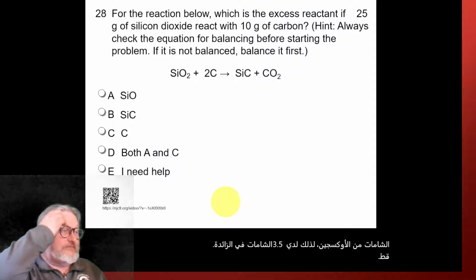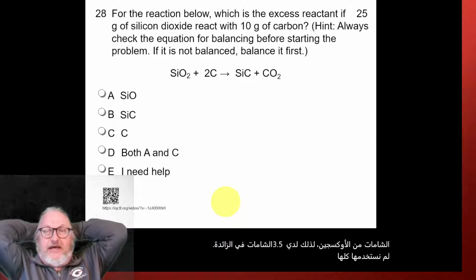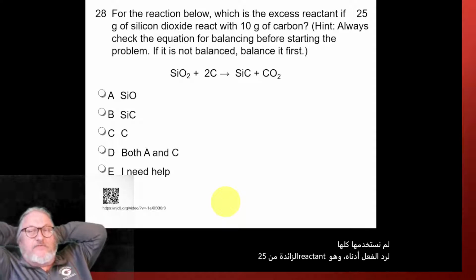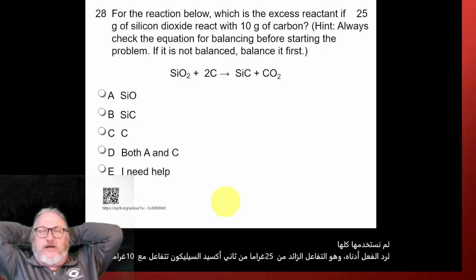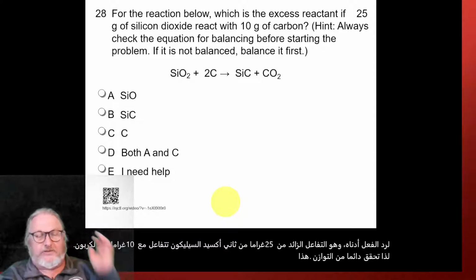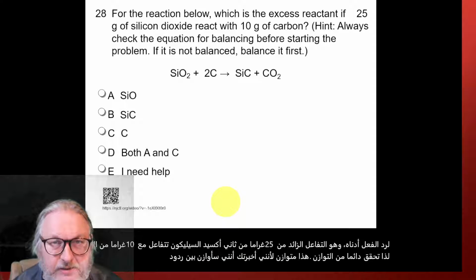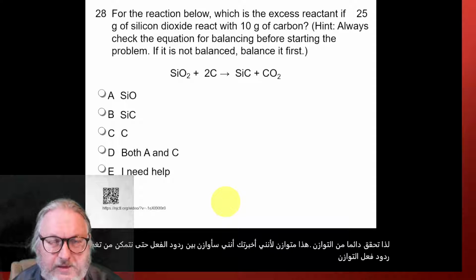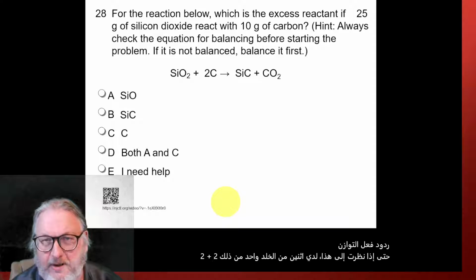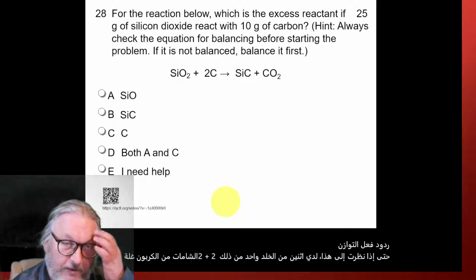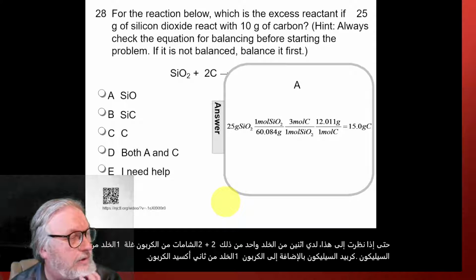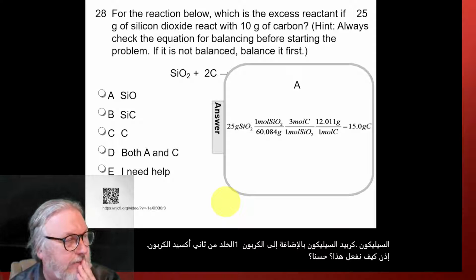So, for the reaction below, which is the excess reactant if 25 grams of silicon dioxide react with 10 grams of carbon? So always check for balancing. This is balanced because I told you I'm going to balance your reactions until we get to cover balancing reactions. So if I look at this, I have 1 mole of SiO2 plus 2 moles of carbon yields 1 mole of silicon carbide plus 1 mole of carbon dioxide. Okay, so how do we do this? Well, it's A.